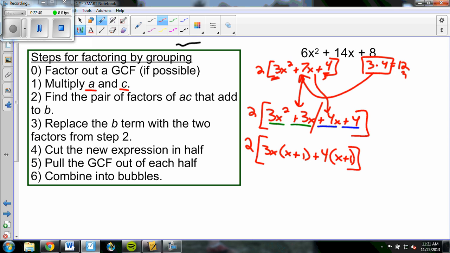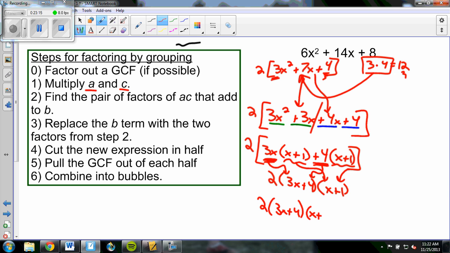Well, since these two bubbles are the same, and they'll always be the same if you've done this correctly, that's one of my factors. It's like they both combine into an x plus 1. Since these are my leftovers, the stuff in front of the parentheses also becomes a factor. That goes there, that goes there. And the 2 in front just sits there. So it's 2 times 3x plus 4 times x plus 1.